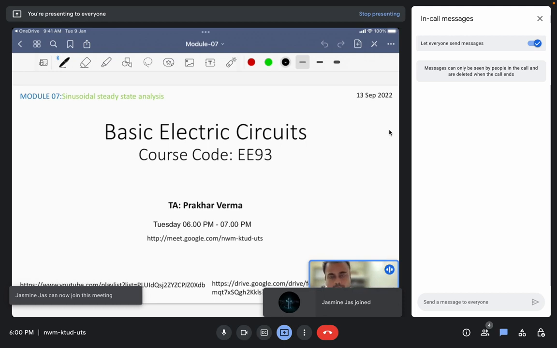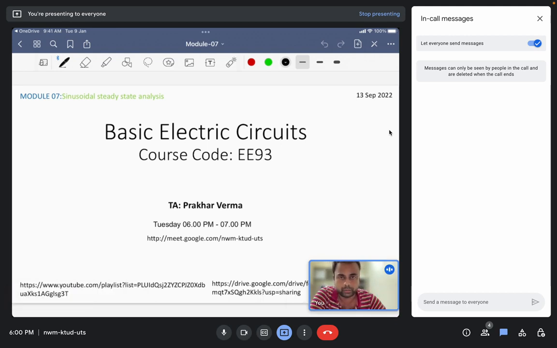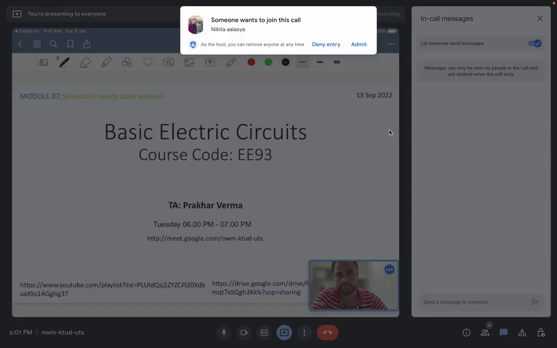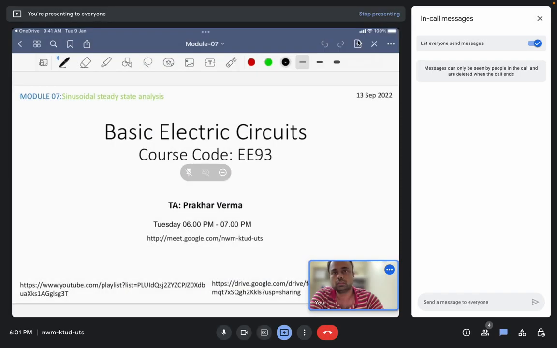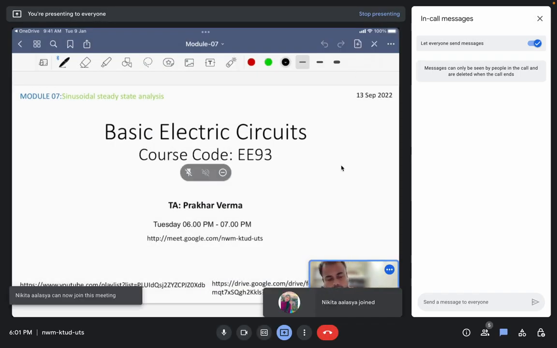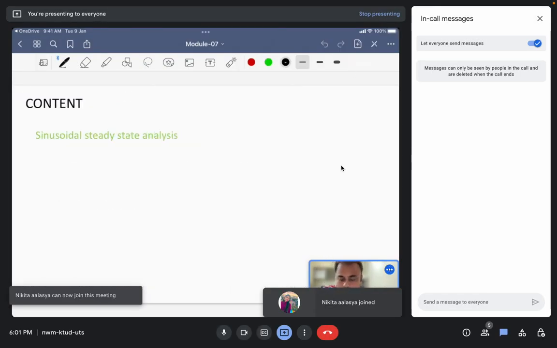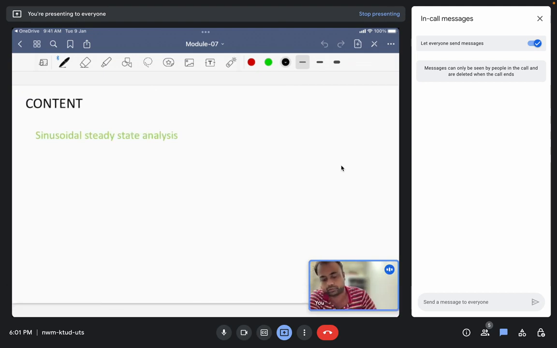In today's class, we'll be solving numerous problems based on the previously discussed network theorems, such as superposition theorem, nodal analysis, Kirchhoff's current law and voltage law, but for AC supply. So let us begin. First of all, we have to understand the meaning of sinusoidal steady state analysis.